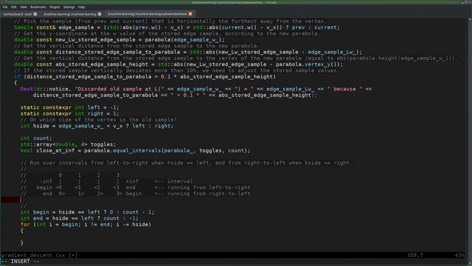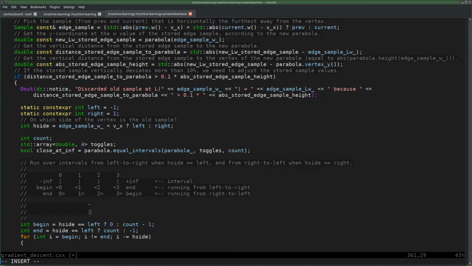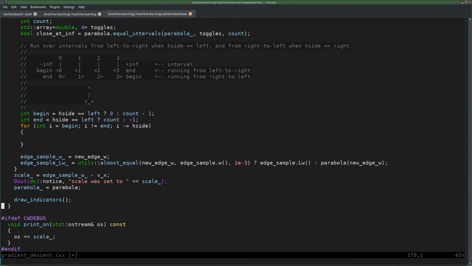Now at any point you can have 3 values, namely the vertex. I'm gonna put it somewhere. That is Vx. And the sample value, I guess, the new sample value.